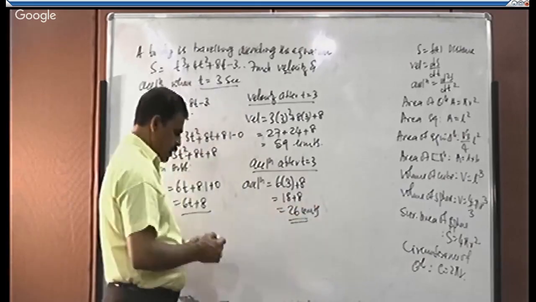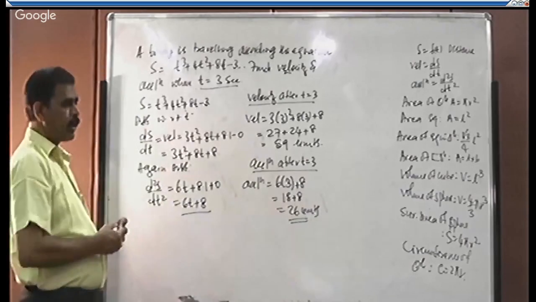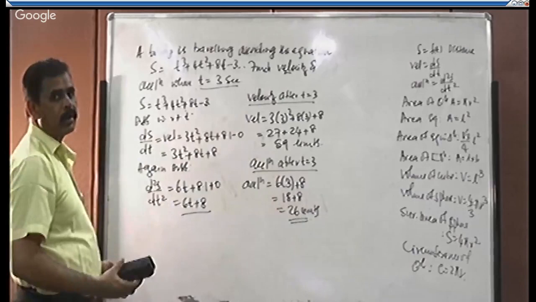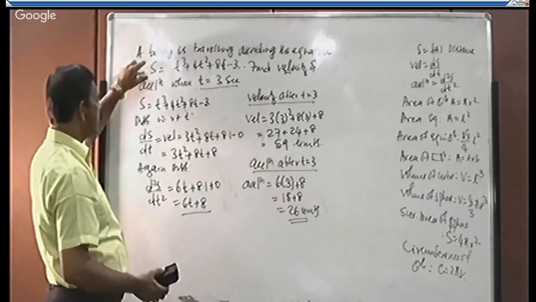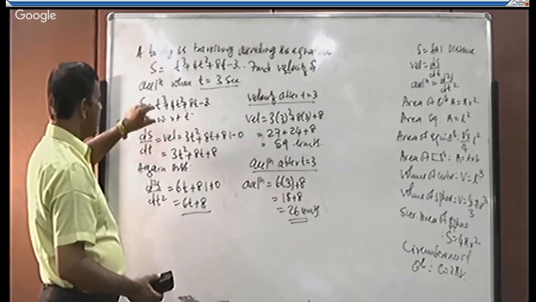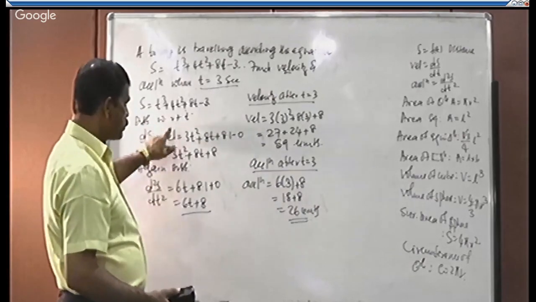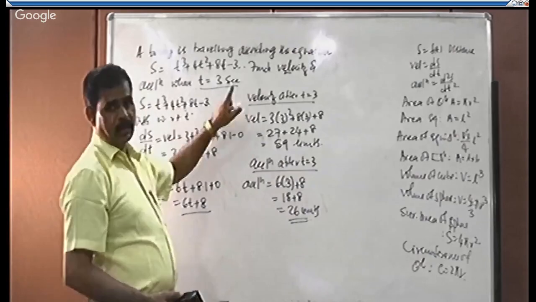So this is the way of getting velocity and acceleration after a given particular time, right? Just differentiate it, you will get velocity. Just differentiate the velocity, you will get acceleration. Substitute the value of t given, right?